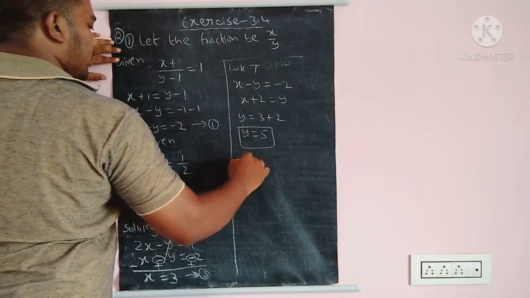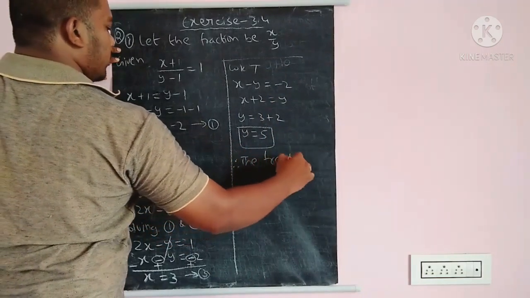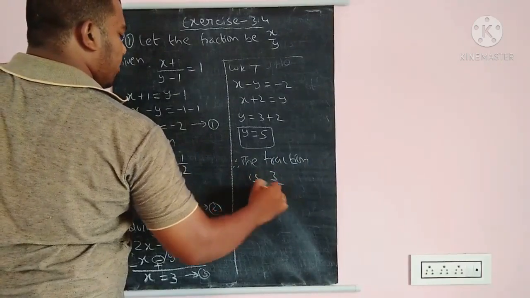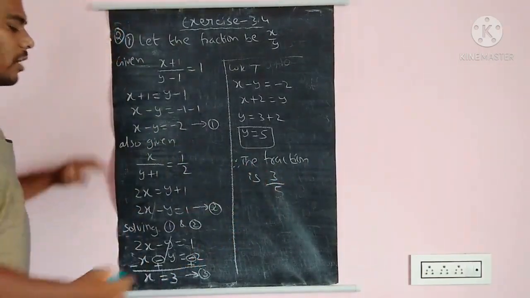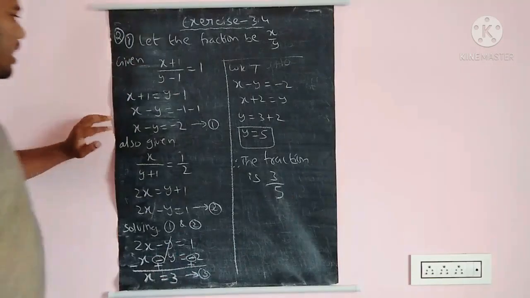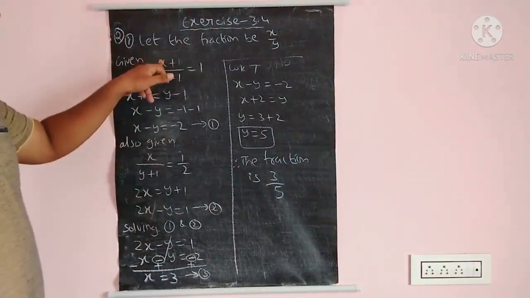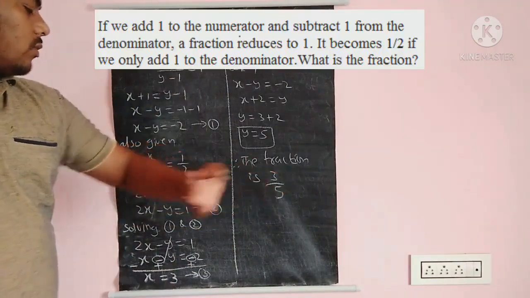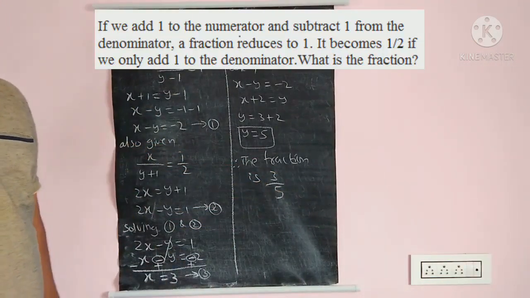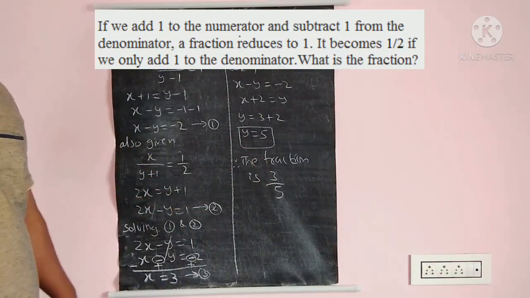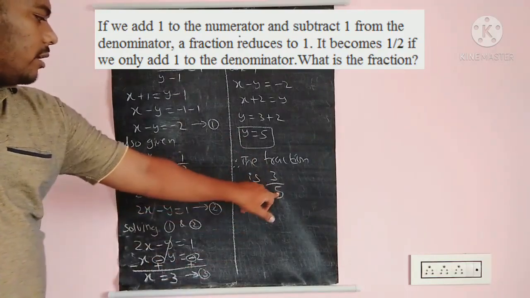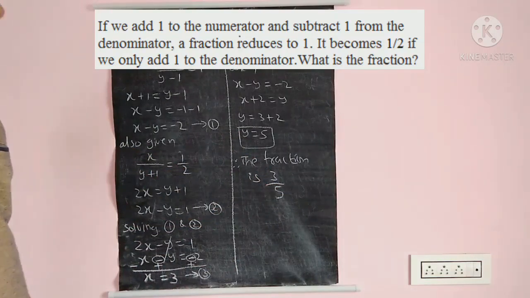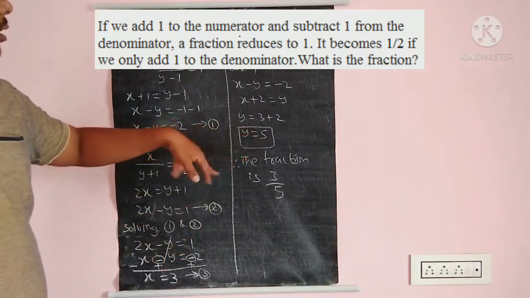So finally the fraction is 3 by 5. We can verify also. What is the first case? If 1 is added to the numerator and 1 is subtracted from the denominator, it should become 1. 3 plus 1 is 4, 5 minus 1 is 4. 4 by 4 becomes 1. If 1 is added only to the denominator, 3 by 5 plus 1 means 6. So 3 by 6 results in 1 by 2. Like that we can verify.